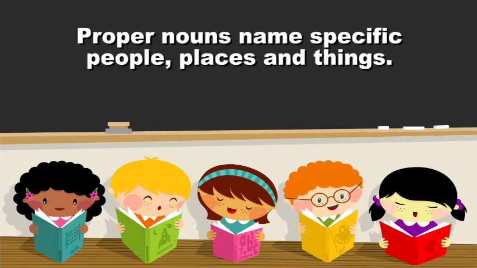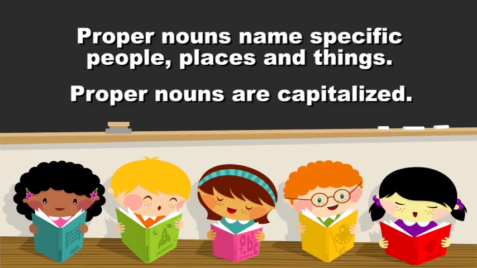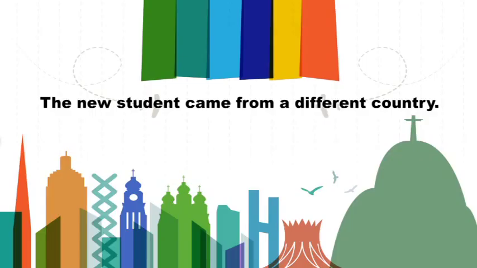Now that we've mastered the common noun, let's learn about another kind of noun, the proper noun. While common nouns are general and non-specific, proper nouns name specific people, places, and things. Because they are specific names, proper nouns are capitalized. Let's take a look at some examples.